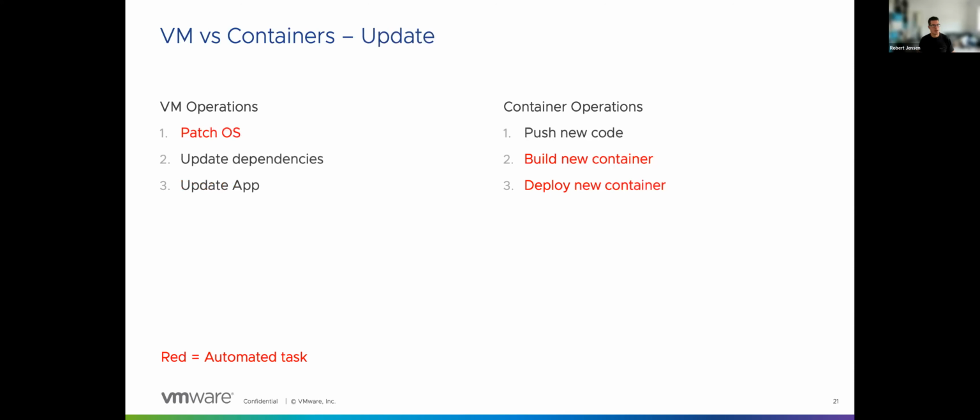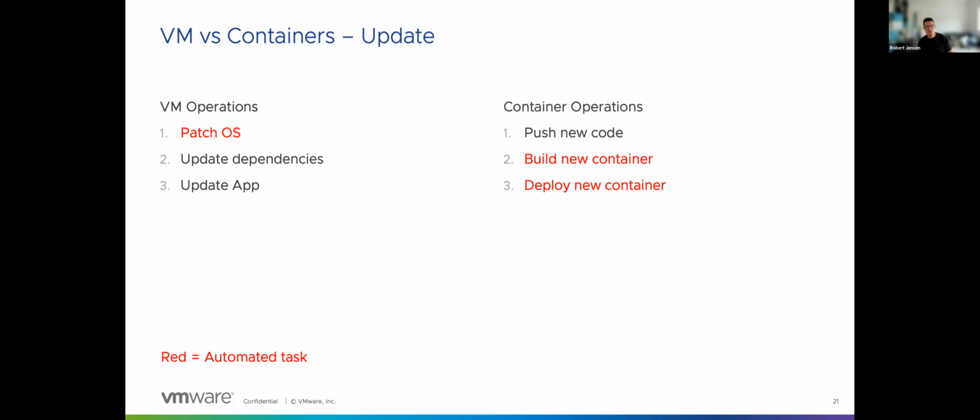So let's look at how you would update it. So you would probably patch the operating system. I hope you would, so it's up to date. Then you will update the dependencies. Let's say there's a newer version of Python, etc. That's probably not as an automated thing. And then you will update your application.